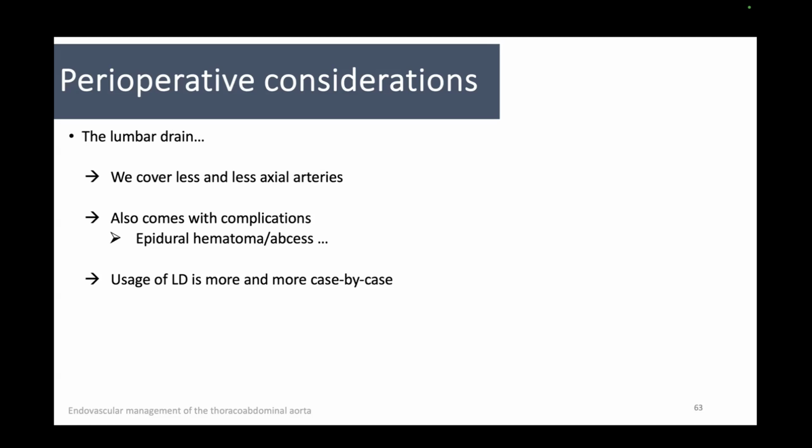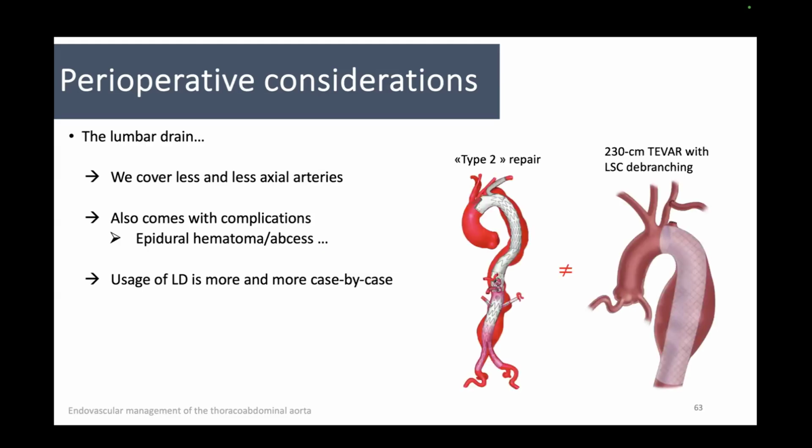The drains also come with complications like epidural hematoma and abscesses that can complicate the whole thing. And usage of the lumbar drain right now is more of a case-by-case basis. So when you have a type 2 repair, of course, you can consider it, and I think it's advisable to think about it as a prophylaxis. But it's not the same thing as covering with a TEVAR of 230 centimeters. That would be a criterion usually.